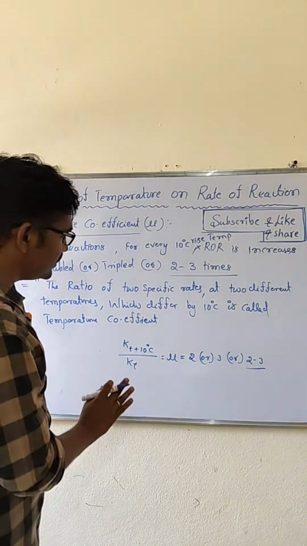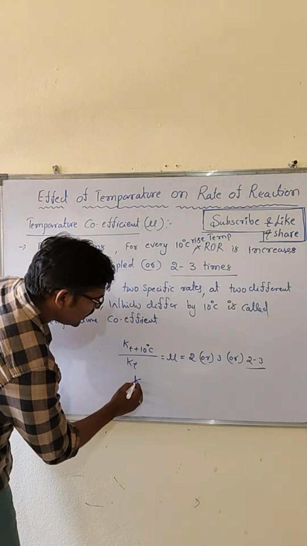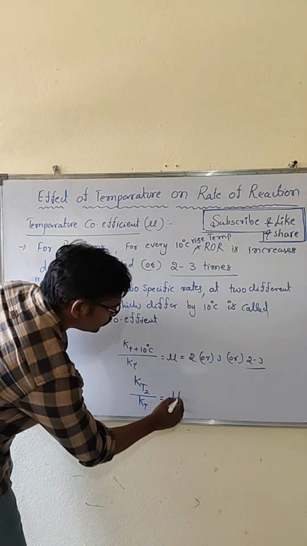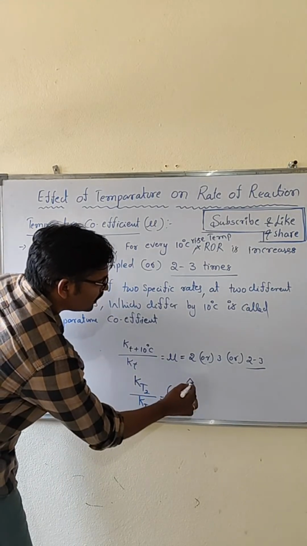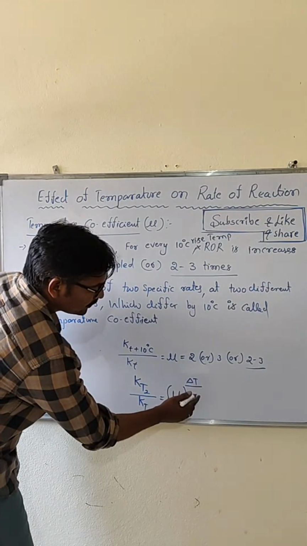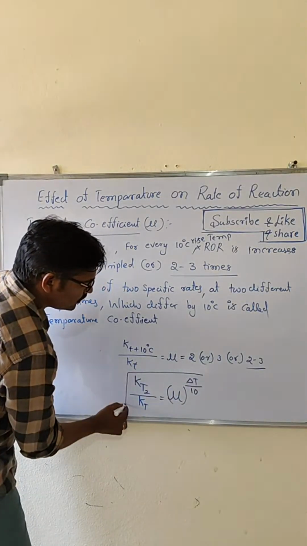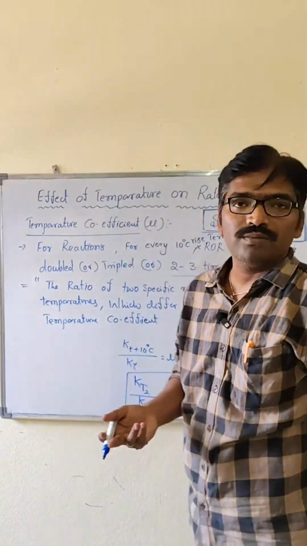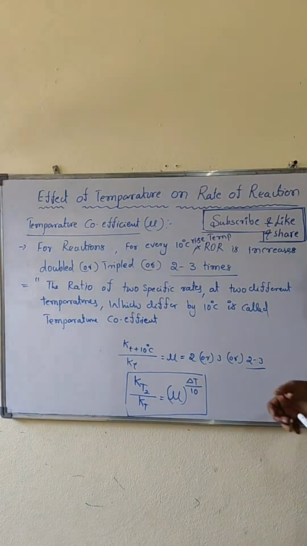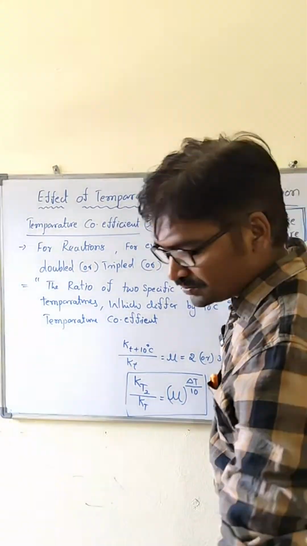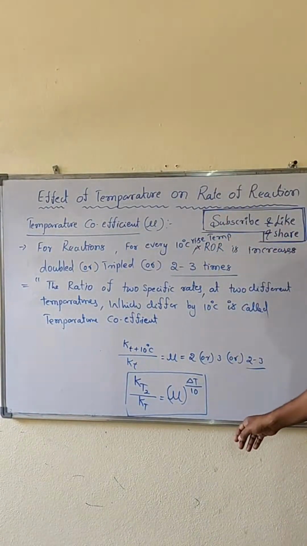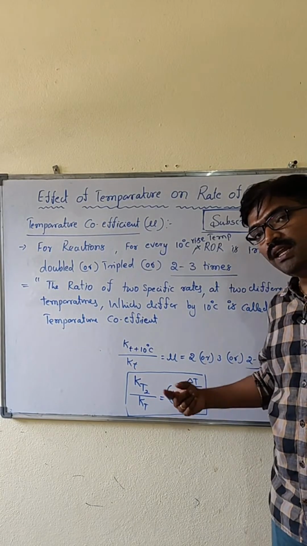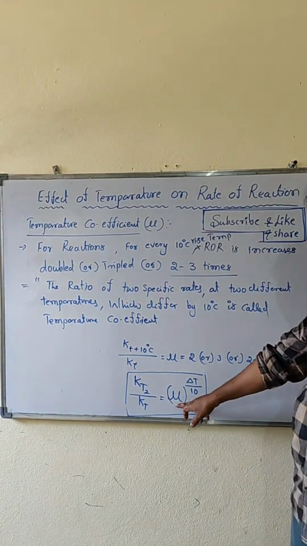So look, my dear students, this is KT2 divided by KT1 equals nu whole to the power delta T divided by 10. You have to take this to find out the rate constant when the temperature is raised. This is the formula you have to take when two different rate constants are there, in case you want to find out any rate constant when the temperature coefficient is given.